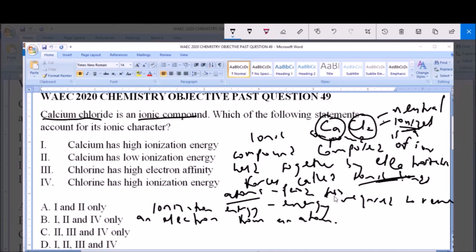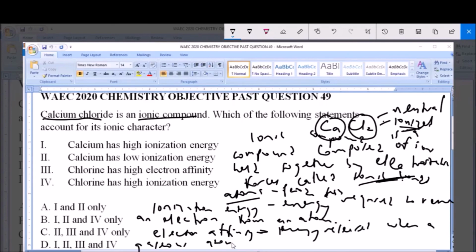And then you have electron affinity, also talked about in number 3. And electron affinity has to do with the energy released when a gaseous atom gains an electron to form a negative ion.